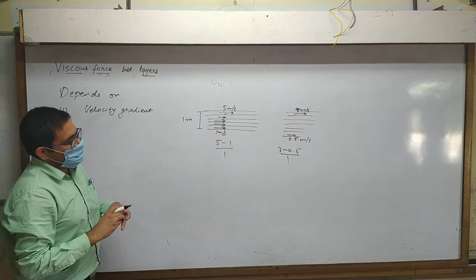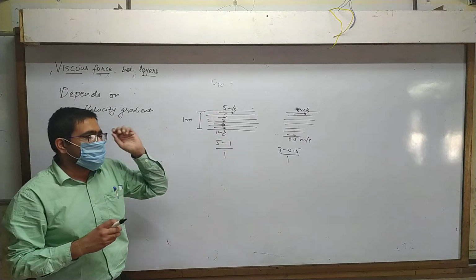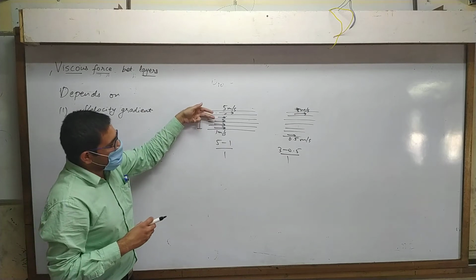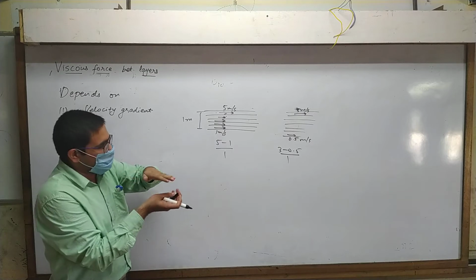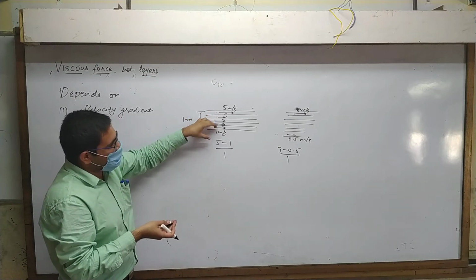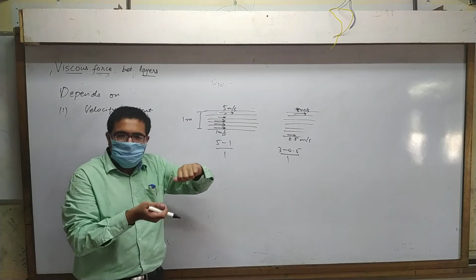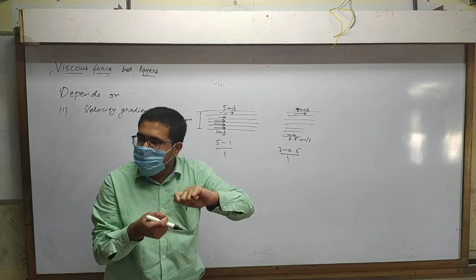So what happens is that when the gradient is high in a situation like this, the layers are moving at more different speeds or different rates. One is going quite fast, the other is going a little bit slower. The differences are more. Now when that happens, the liquid molecules will try to pull each other more.